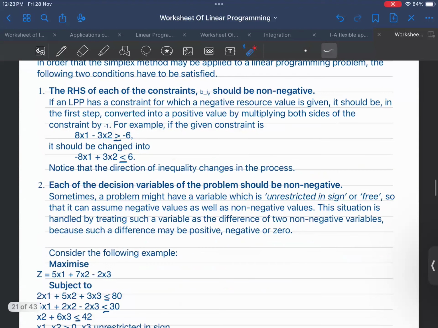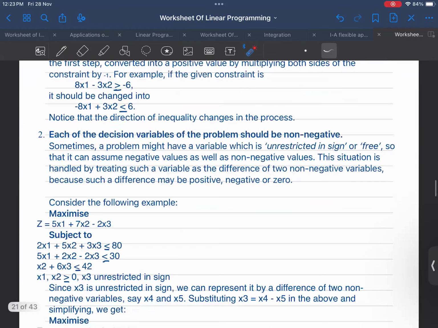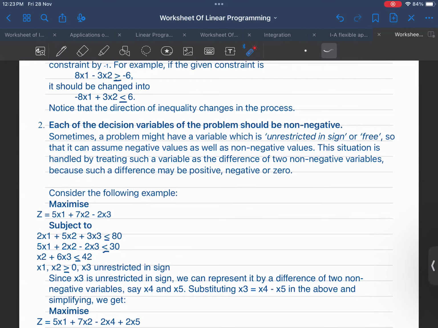The second condition says each of the decision variables of the problem should be non-negative. Sometimes the problem might have a variable which is unrestricted in sign, or free, so that it can take negative values as well as non-negative values. If such a situation arises, you have to treat such a variable as a difference of two non-negative variables. Such a difference may be positive, negative, or zero, but the decision variable I can't take as unrestricted or negative.